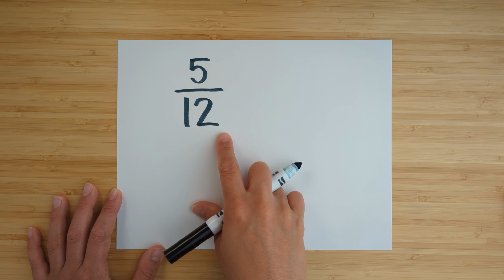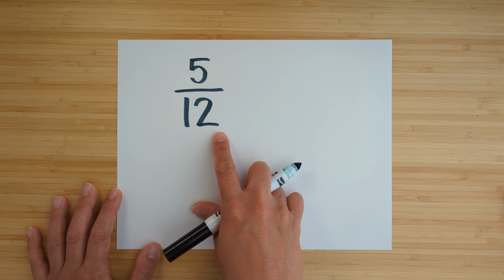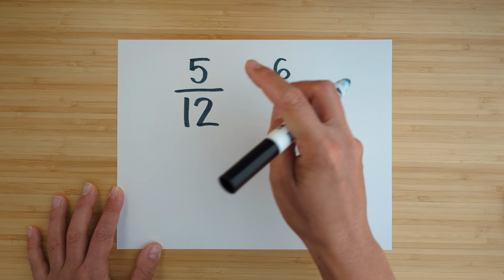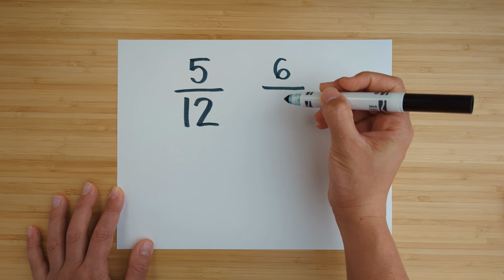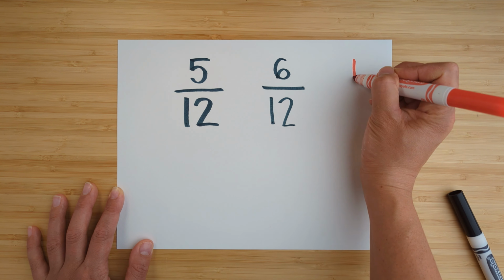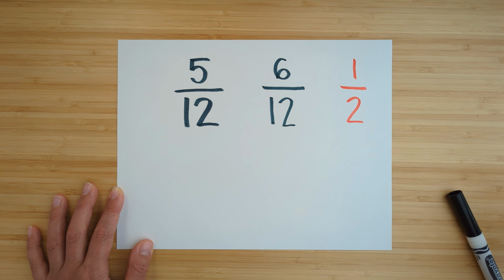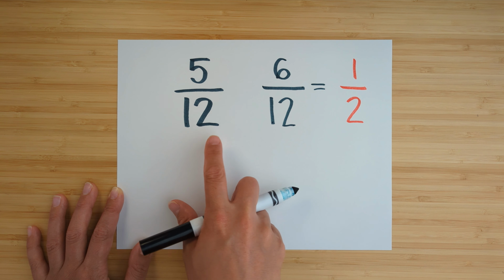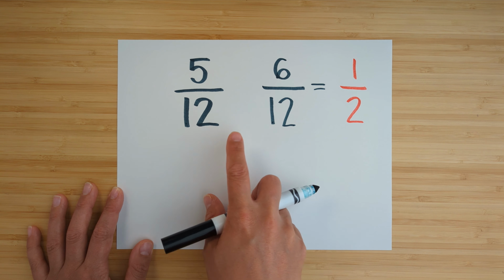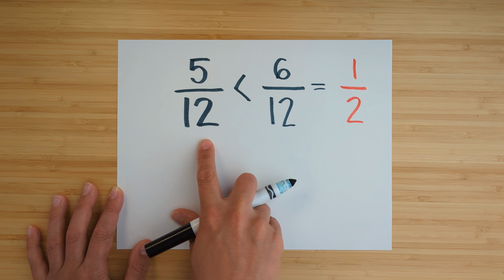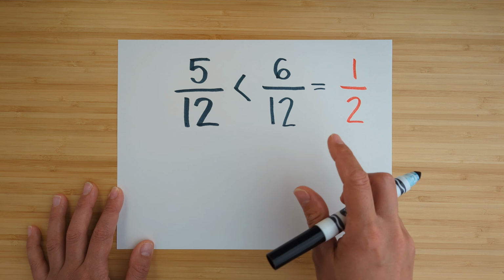All right, let's try another one. 5/12. Look at the denominator. What's half of 12? Half of 12 is 6. Keep the same denominator. You've rewritten 1/2 as an equivalent fraction, but now it has a common denominator of 12, so you can compare these two easily. This time, 5/12 is less than 6/12, which means 5/12 is less than a half.